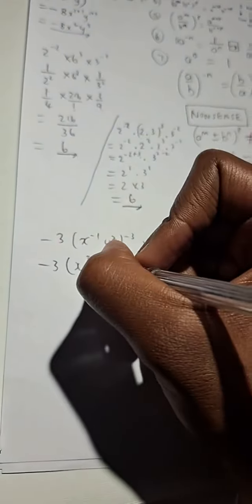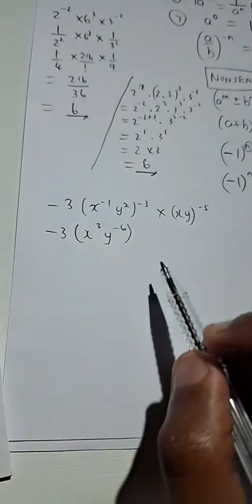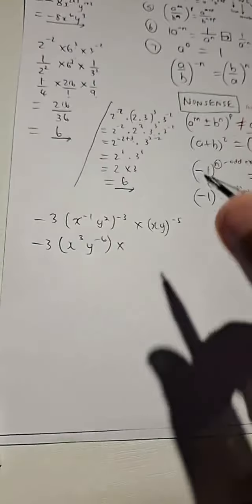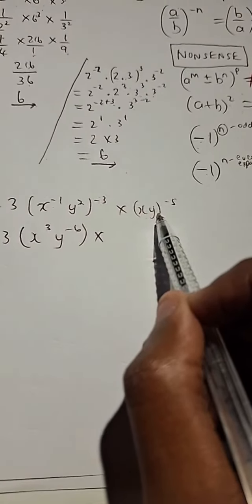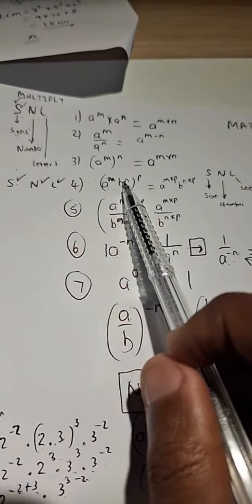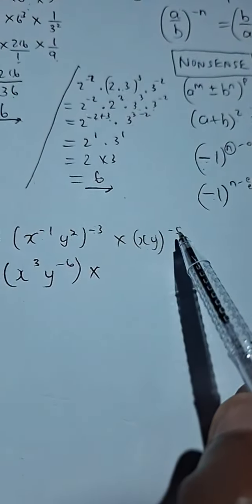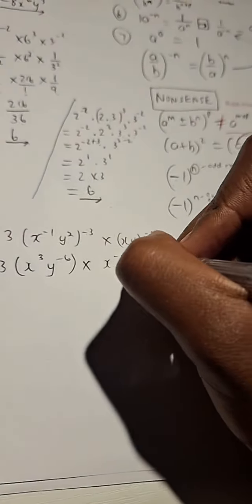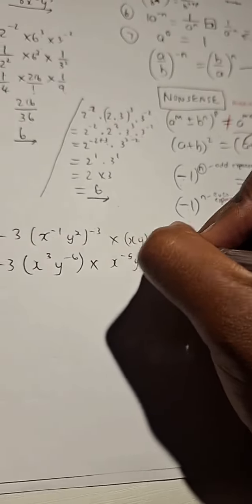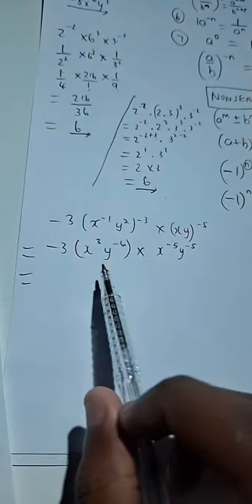2 times -3, that's y to the power -6. Okay, we keep that there. Times xy. The relationship with x and y is one of multiplication, so the law can be applied. We apply the exponent, multiply, and we get x to the power -5, y to the power -5. So far, are we good? I hope we are. Next step.